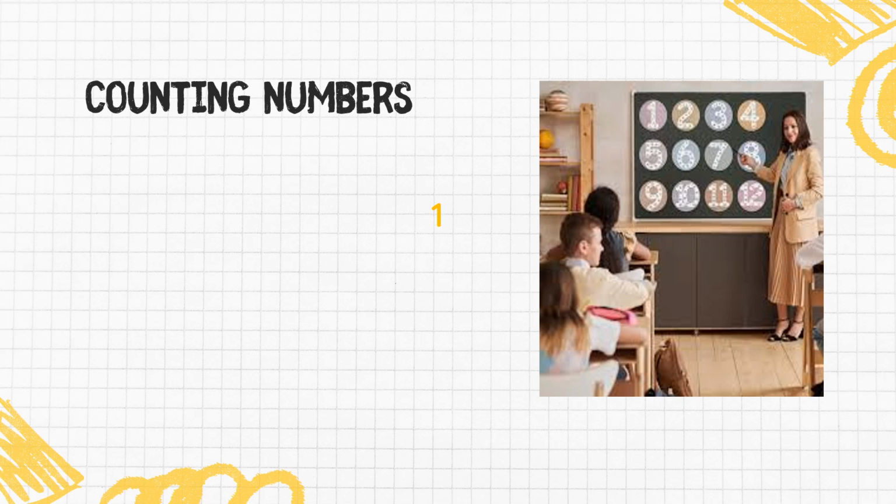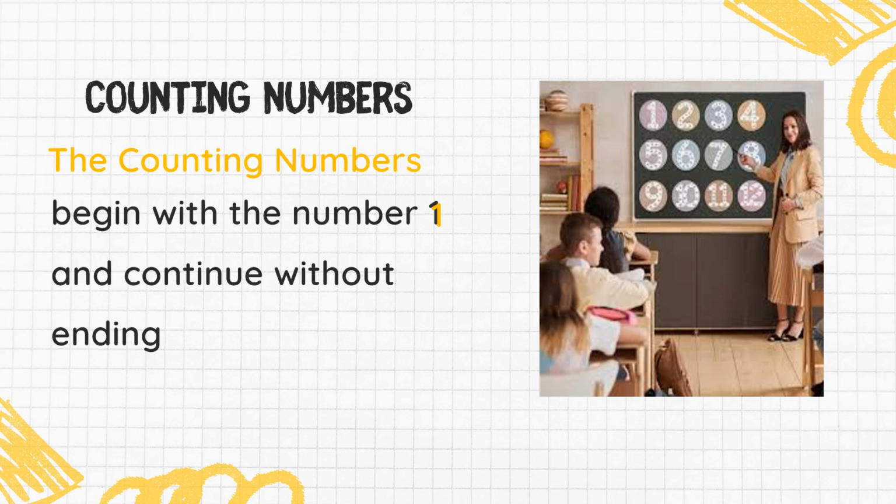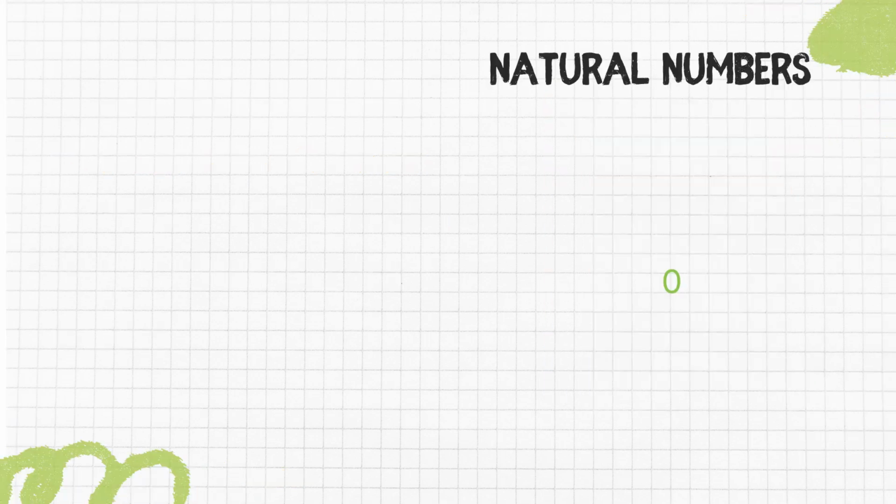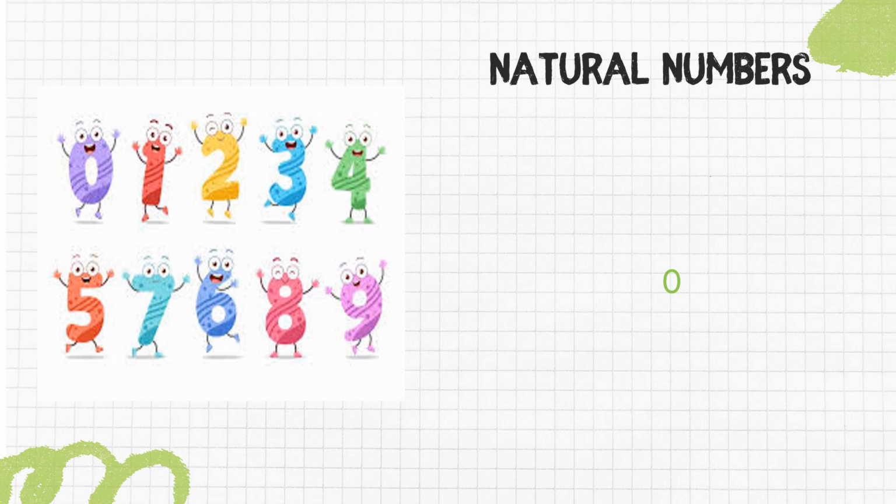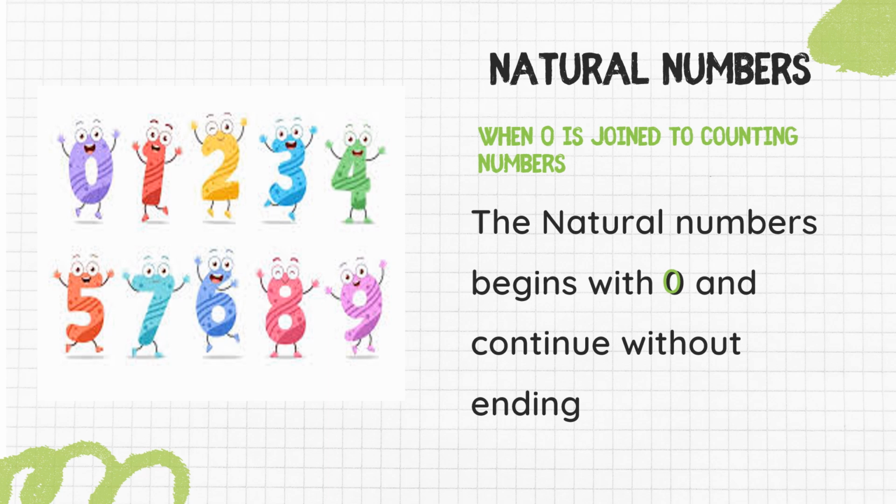A counting number begins with number 1 and continues without ending. Notice, begins with what? Number 1. Okay, and continues without ending. And the other type of numbers? Yes, there are natural numbers, where 0 joins the counting numbers. So the natural numbers begin with 0 and continue without ending.